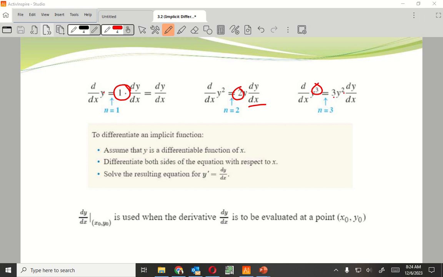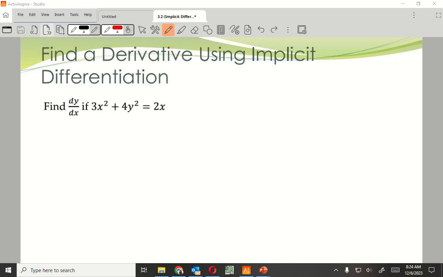So this notation implies that dy dx is used when you're taking the derivative that's to be evaluated at a point x, y. So this one's going to be important. That notation is important. Now, I would like to see you people right now take the derivative of this using implicit differentiation. You don't have to go back and substitute and justify your answer. Just do the implicit differentiation here, please.